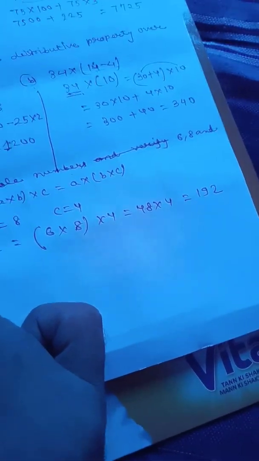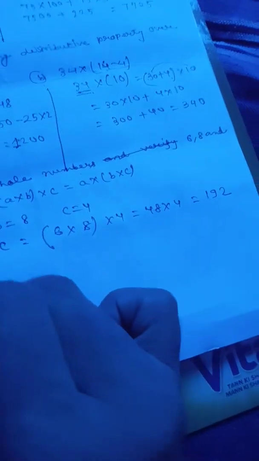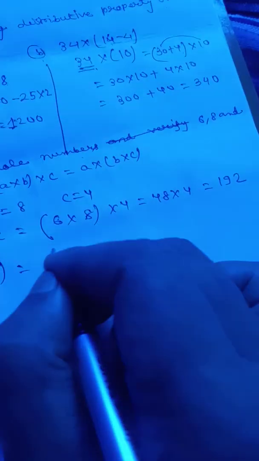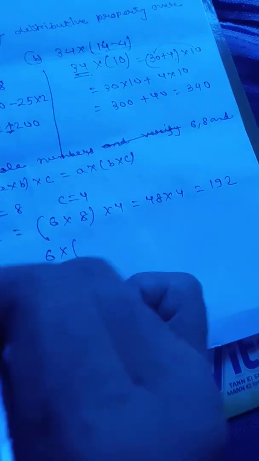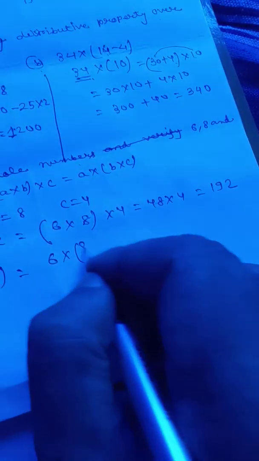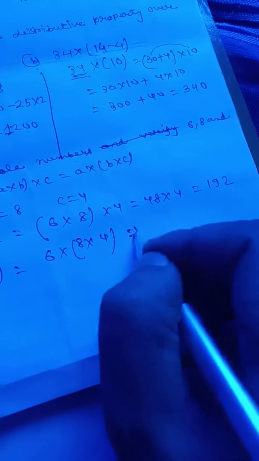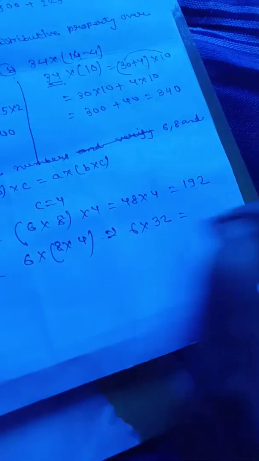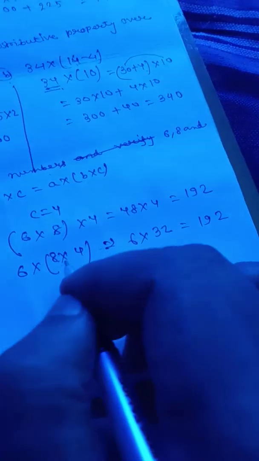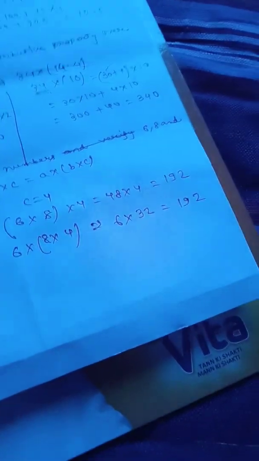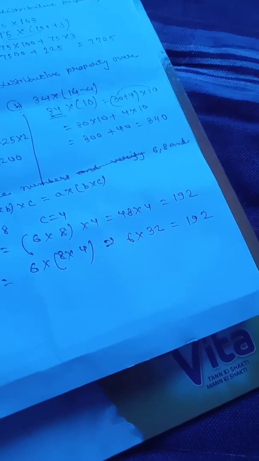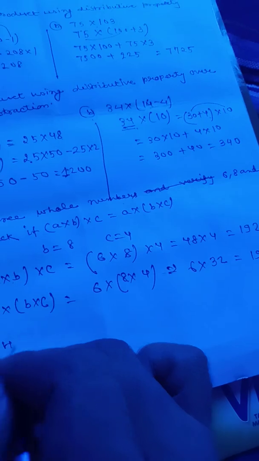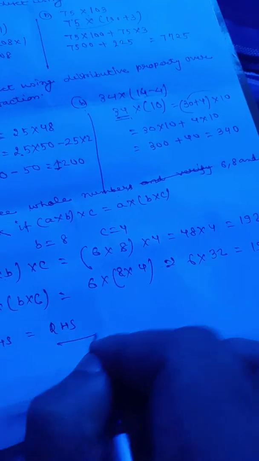So the product of 48 and 4 is 192. We also check the right hand side. We also get the product of the right hand side. So here we put the value of A, and after that we put the value of B and C together. So 6 into this one, we also get the product of 6, 8 and 4, here 192. Hence LHS is equal to RHS. So this one is checked.